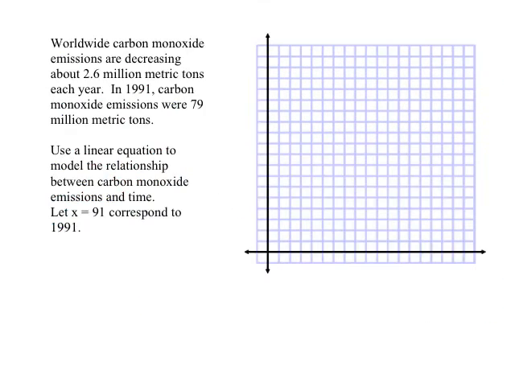Okay, last example. Here we have worldwide carbon monoxide emissions are decreasing about 2.6 million metric tons each year. So actually, they're telling us it's a decreasing function. And how much per year? That will be important. In 1991, carbon emissions were 79 million metric tons. So they're giving us a point. We need to use a linear equation to model the relationship between carbon monoxide emissions and time.